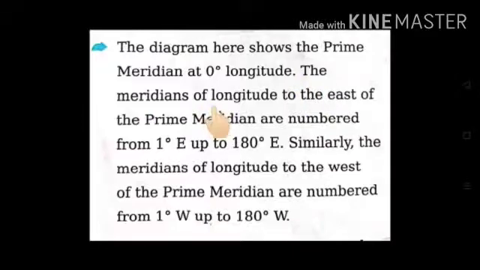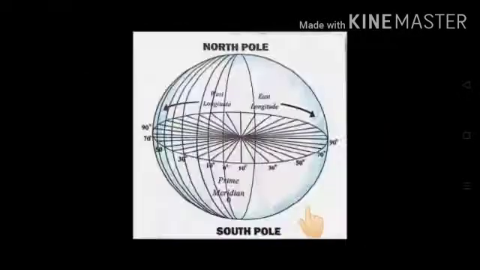The meridians of longitude to the east of the prime meridian are numbered from 1 degree east up to 180 degree E for east. Similarly, the meridians of longitude to the west of the prime meridian are numbered from 1 degree west up to 180 degree west. Let's understand with the help of diagram.